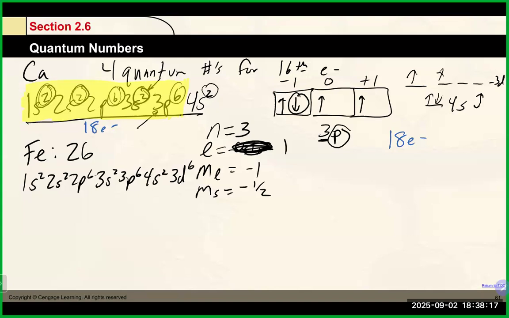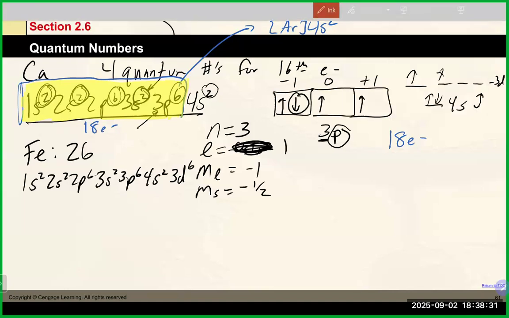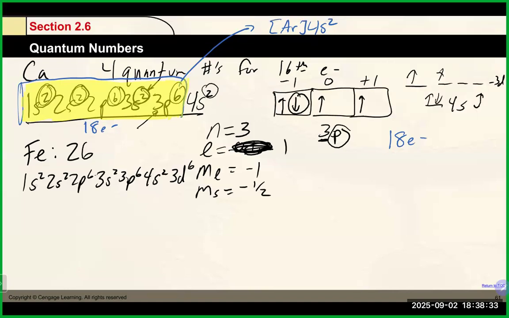So we could do a shorthand, if you will, and write the electron configuration as argon 4s2. The argon is basically representing this part of the electron configuration. Actually, for our iron one that we did as well, you could do that same deal. We come up through here. I'll try it again. That's how many electrons again?